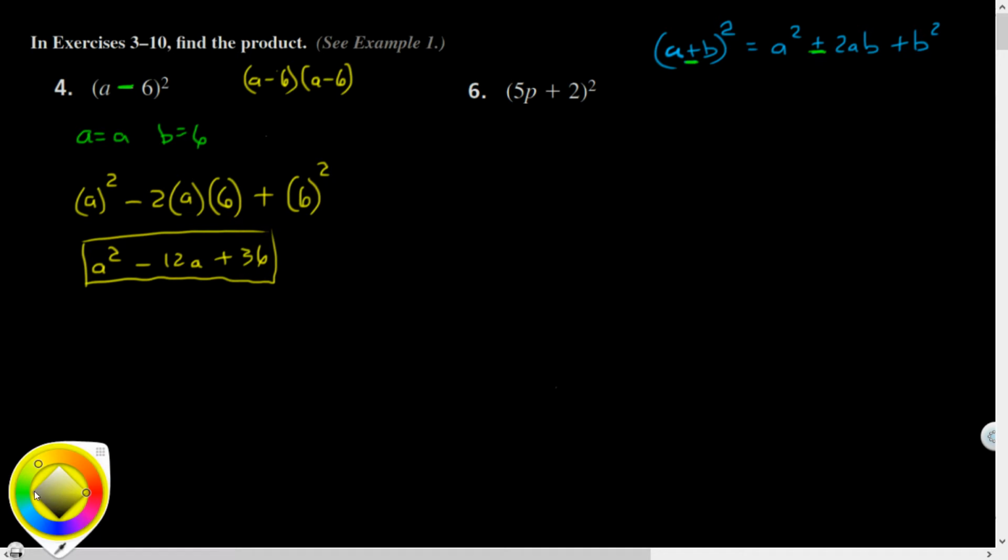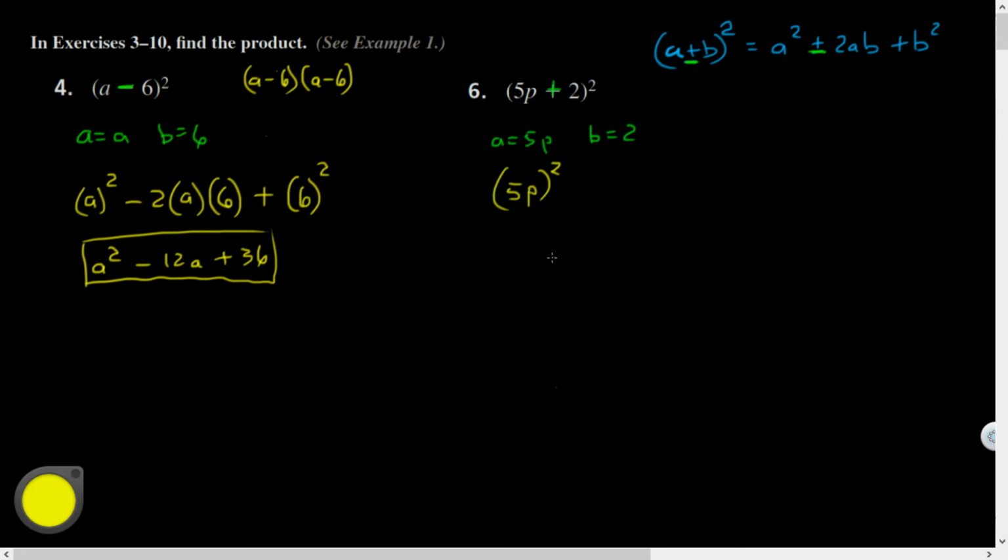All right, picking up the pace. Here we go. This appears to match the pattern. I agree. a equals 5p, b equals 2, and it's the plus, so I'm going to use the plus version of the pattern. And watch this, I'm going to need parentheses here. 5p all squared is what a squared is, plus 2 times a, which I just referred to as 5p a moment ago, times b, which is 2 in this case, plus b squared, which is 2 squared.